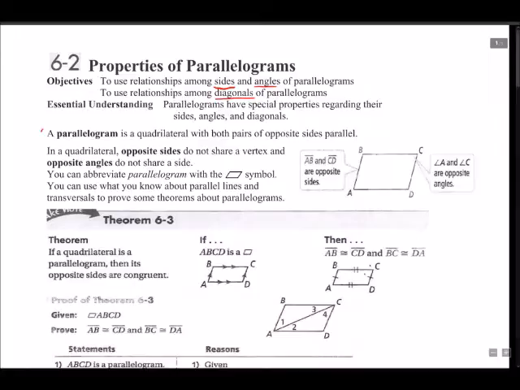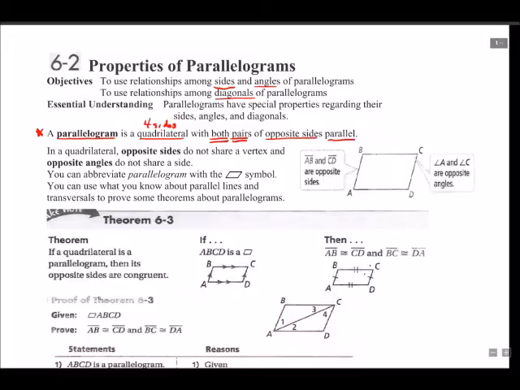Now, some vocabulary for us. This is a definition here. The definition of a parallelogram is a quadrilateral. What does that mean? Has four sides. So a four-sided figure with both pairs of opposite sides parallel. So anytime you're told you have a parallelogram, you know you can say that opposite sides are parallel. And we know parallel does lots of good things for us.